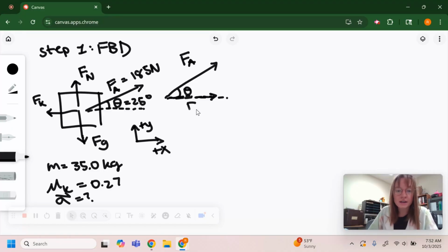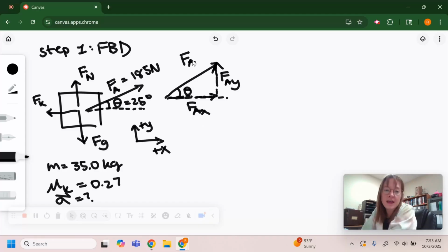So I'd write Fax here. And then if you go up straight like this, this is the height of the triangle that Fa makes, and we would call this Fay because that is the y component of Fa. So you can see that Fa has two components. It has an x component and it has a y component. And when you combine together this x component and this y component, you get Fa.